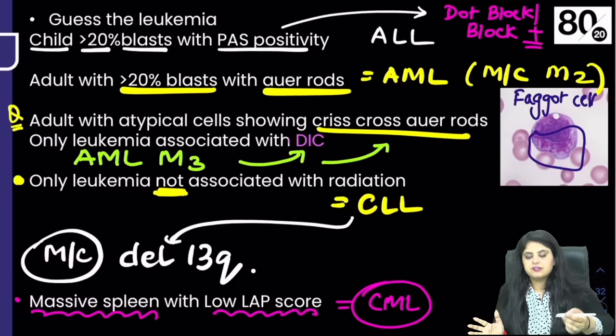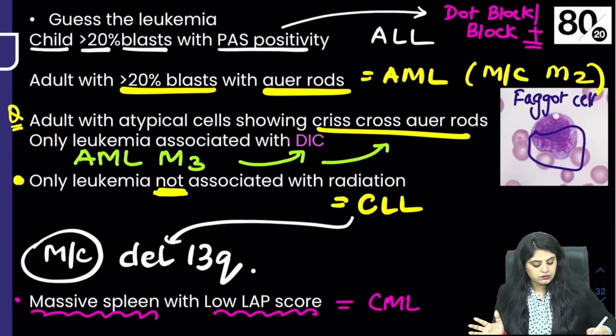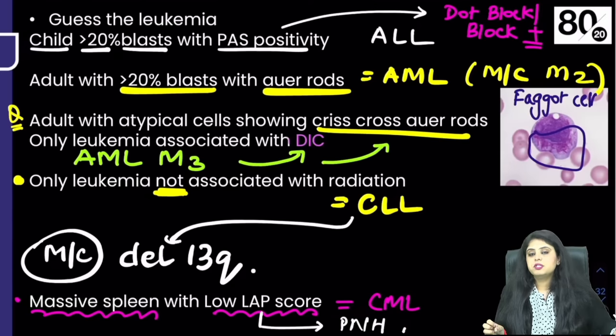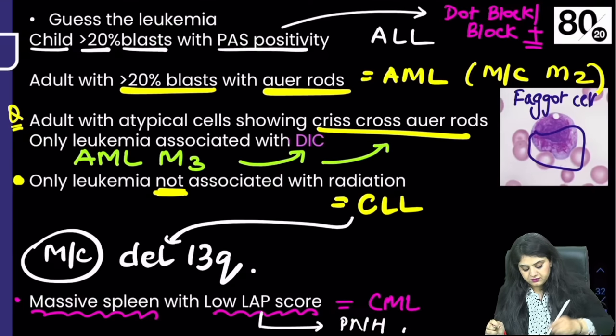Low LAP score, one last question of this slide. Low LAP score is number one seen in CML and is also seen in something else. It can also be seen in a case of paroxysmal nocturnal hemoglobinuria, that is PNH. Very good. So, guys, you are settled on this as well.